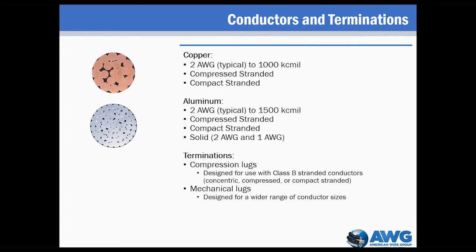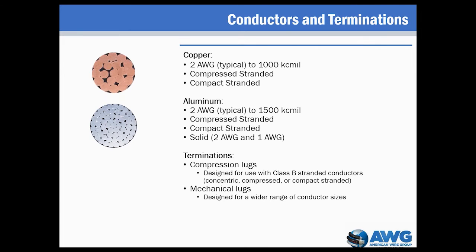Medium voltage power cables are available with copper or aluminum phase conductors, while the metallic shielding components are typically copper. Copper phase conductors are either compressed or compact stranded. Aluminum phase conductors are available in a wider size range than for copper due to the difference in conductivity for aluminum versus copper. As with copper, these conductors are either compressed or compact stranded. Sizes 1250 kcmil and 1500 kcmil are compressed stranded only. Aluminum conductors are also available as solid conductors for smaller conductor sizes.